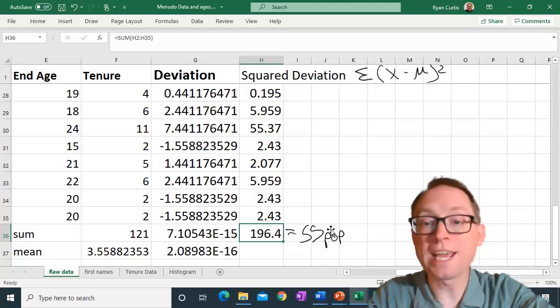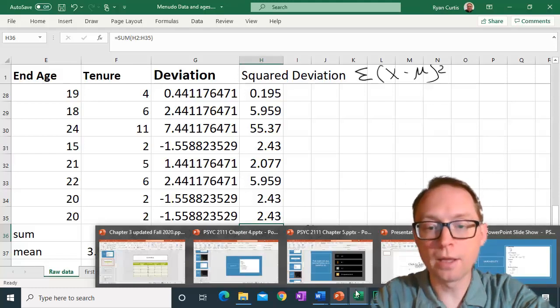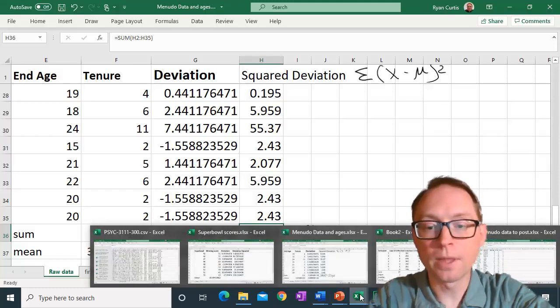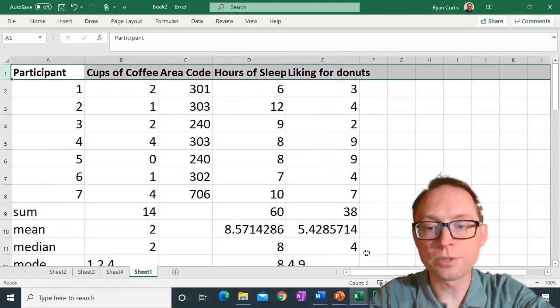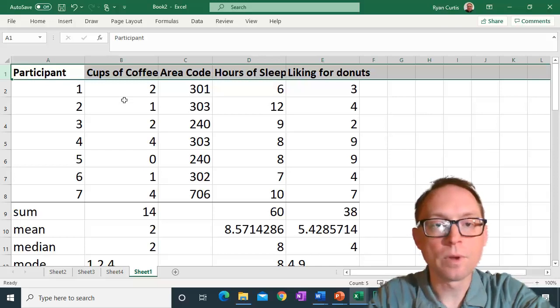We do the same thing for a sample, except that instead of using the mu symbol, we use an X bar. So let's go ahead and look at some of our old data, and we will ask you to do some calculations. So here we are. Remember, these are our data for cups of coffee, hours of sleep, and liking for donuts. We have the sums and the means, etc.